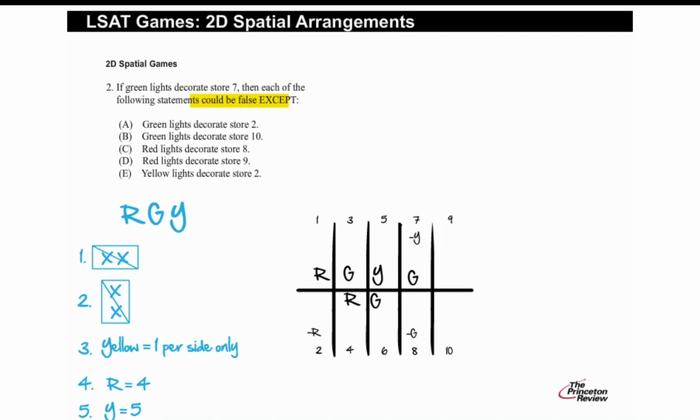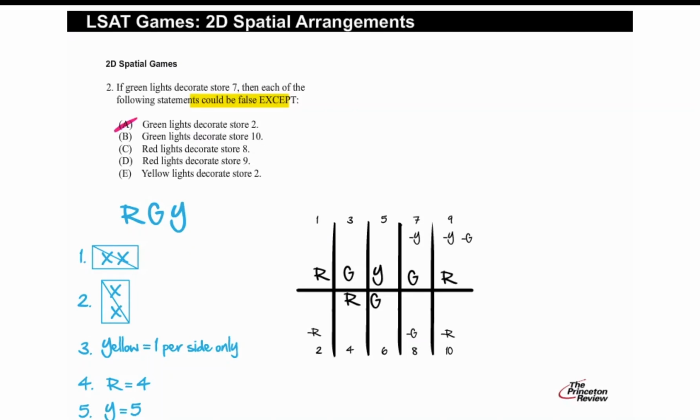If 7 is G, 9 must be R since it can never be Y, and now it can't be G due to Clue 1. And now 10 can't be R because of Clue 2. It's all we know for now, so it's time to go through the answers, eliminating the things that could be false. Choice A is out since store 2 could be yellow instead of green.